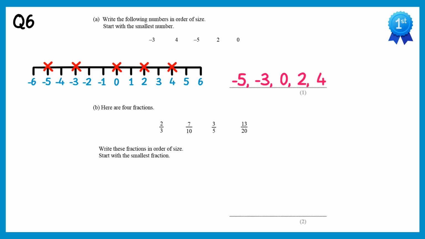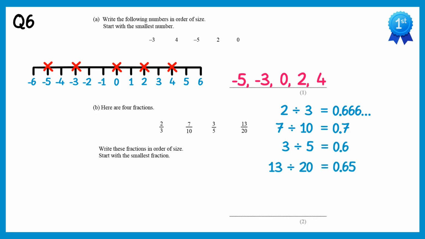For part B of this question, we can just use our calculator to turn the fractions into decimals. So for 2/3, just do 2 divided by 3, which is 0.6 recurring. For 7/10, it's 7 divided by 10, that's 0.7. And then 3 divided by 5 is 0.6, and 13 divided by 20 is 0.65.